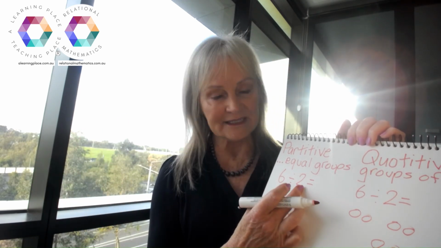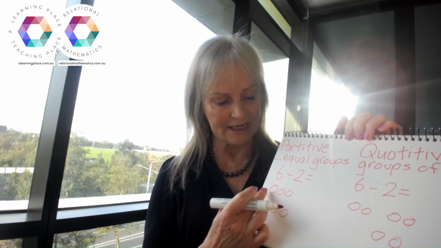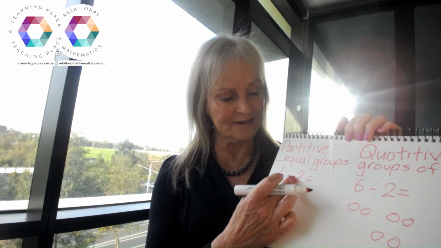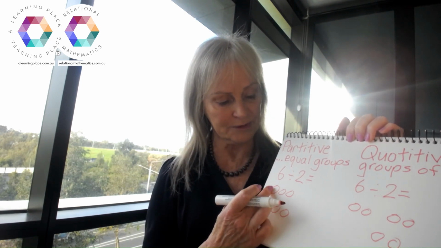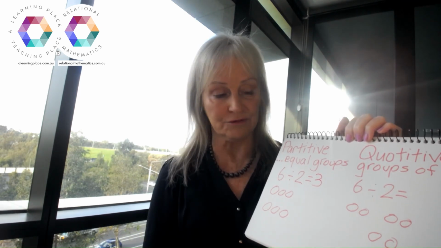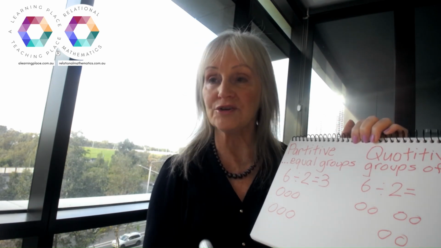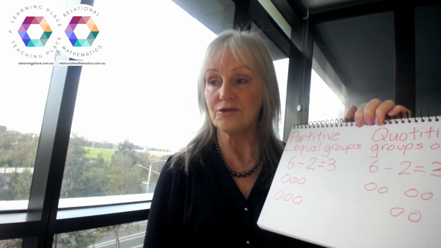So this way of dividing 6 divided by 2, we count the number in each group. So 6 divided into 2 equal groups gives us 3 in each group. This way of dividing by 2 into groups of 2, we count the groups. So 6 divided into groups of 2 gives us 3 groups.